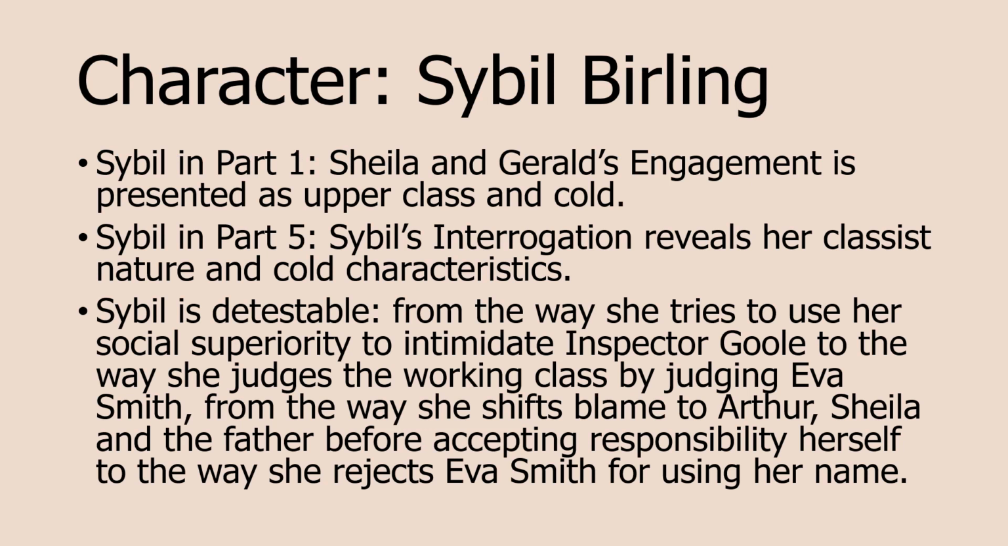Okay, this section is obviously all about Sybil Birling. So what do we learn about her? Well, in part 1, Sheila and Gerald's engagement, that's what I've called part 1, we learn that she's presented as upper class and she's presented as cold. We get this from the stage directions that Priestley provides us with right at the start of the play. In part 5, Sybil's interrogation, we learn that she's exactly the same. She's upper class and she's cold. But not only is she upper class, she's classist. She is prejudiced against other classes, particularly the working class, particularly Eva Smith.